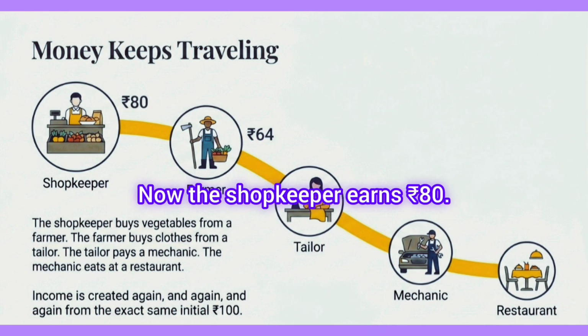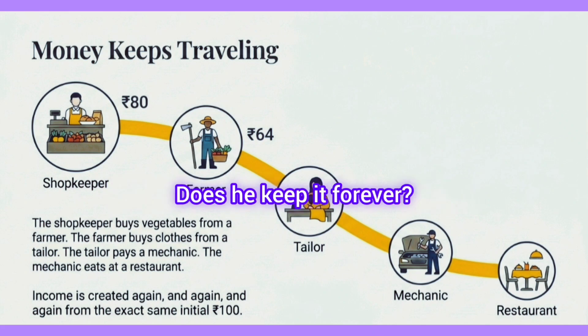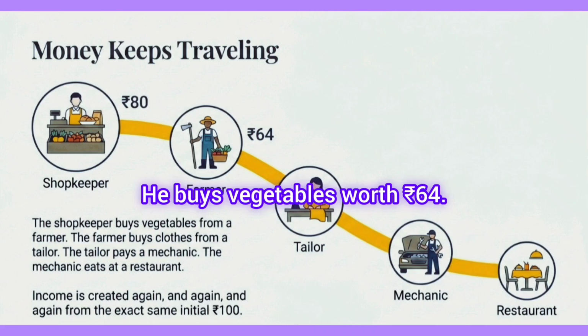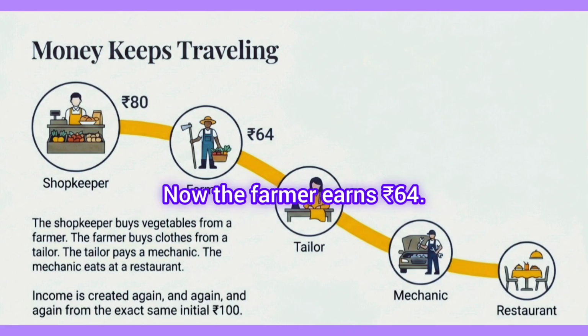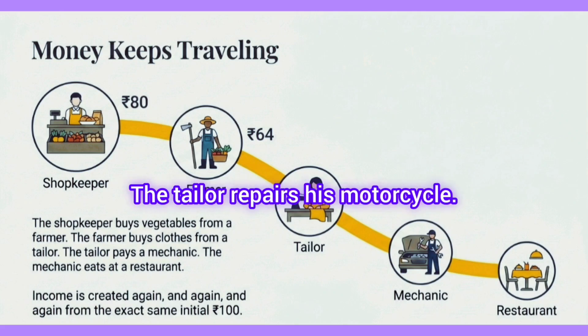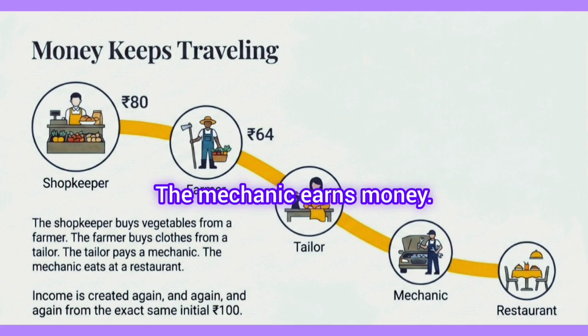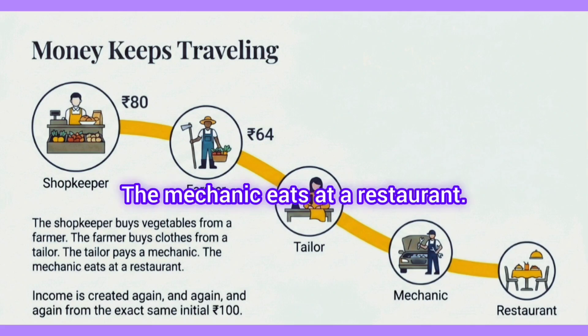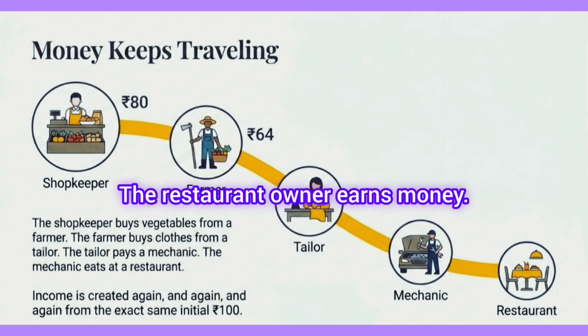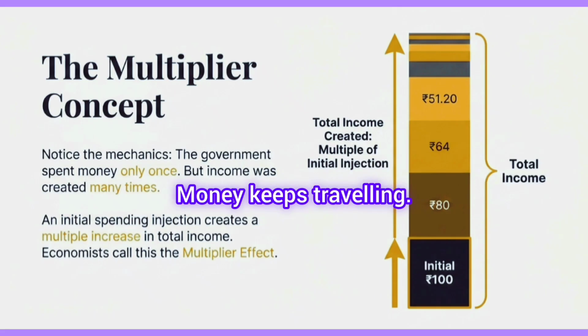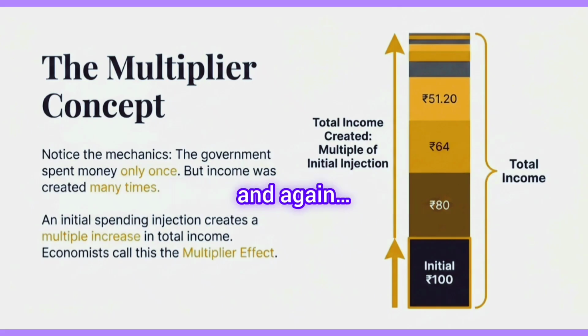Now the shopkeeper earns 80 rupees. Does he keep it forever? No. He buys vegetables worth 64 rupees. Now the farmer earns 64 rupees. Again, the farmer buys clothes. The tailor earns money. The tailor repairs his motorcycle. The mechanic earns money. The mechanic eats at a restaurant. The restaurant owner earns money. Money keeps traveling. It creates income again and again.